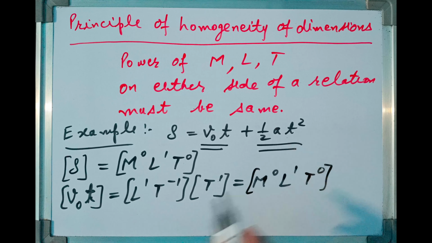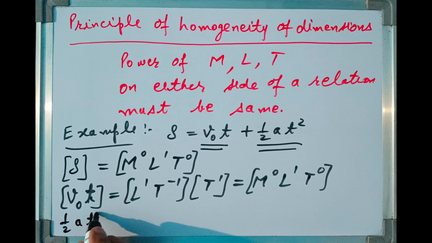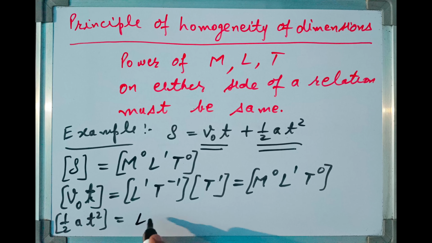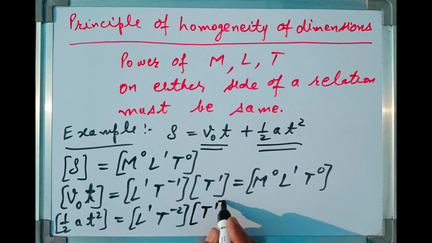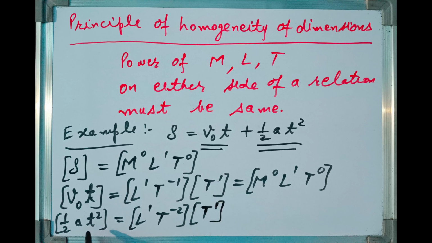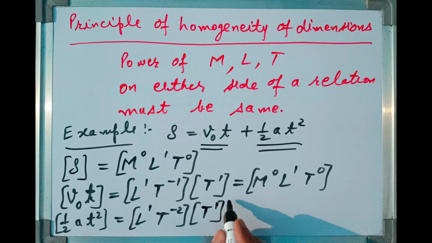Now let us take the third term. In the third term, it is half a t square. To find the dimension formula of this, half is a constant which is dimensionless, and acceleration is L1 T minus 2. This is the dimension formula of acceleration. Capital T raised to power 1 is the dimension formula of time. It is to be squared. After simplification, I will get M0 L1 T0.